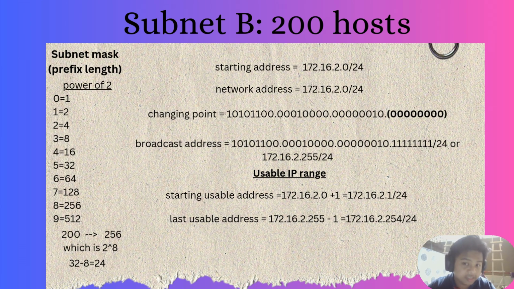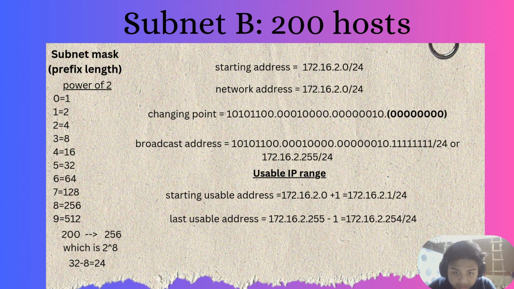The starting address is 172.16.2.0/24. The network address is the same as the starting address, which is 172.16.2.0/24. In binary, /24 means that the first 24 bits are fixed for the network portion and the last 8 bits are for the host. So you can get the broadcast address, which is 172.16.2.255/24.